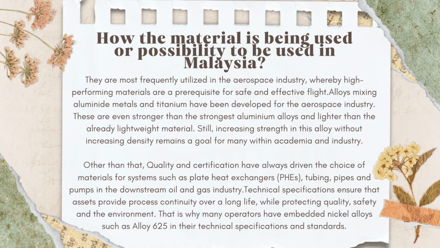Other than that, quality and certification have always driven the choice of material for systems such as plate heat exchangers (PHE), tubing, pipes, and pumps in the downstream oil and gas industry. Technical specifications ensure that assets provide process continuity over a long life while protecting quality, safety, and the environment. That is why many operators have embedded nickel alloys such as alloy 625 in their technical specification and standard.